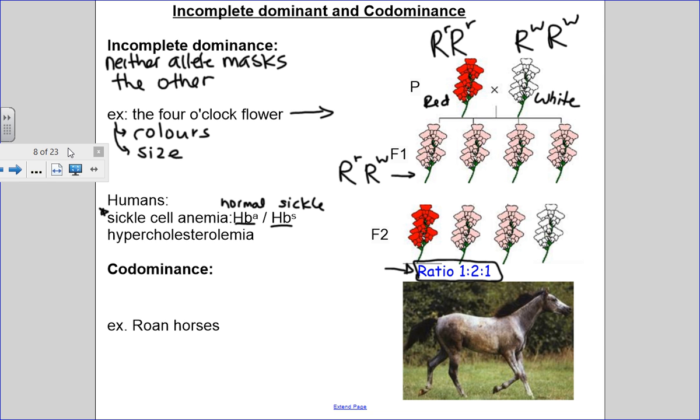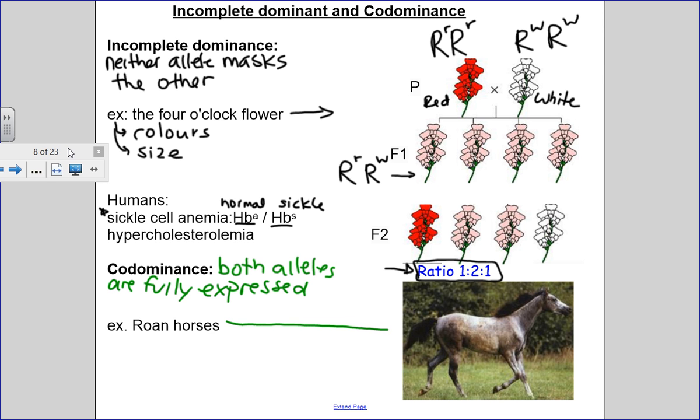The other scenario that I'd like to mention is codominance. In codominance, both alleles are fully expressed. So that means one does not mask the other, but they also do not mix together and make some intermediate color. In codominance, you see both alleles.